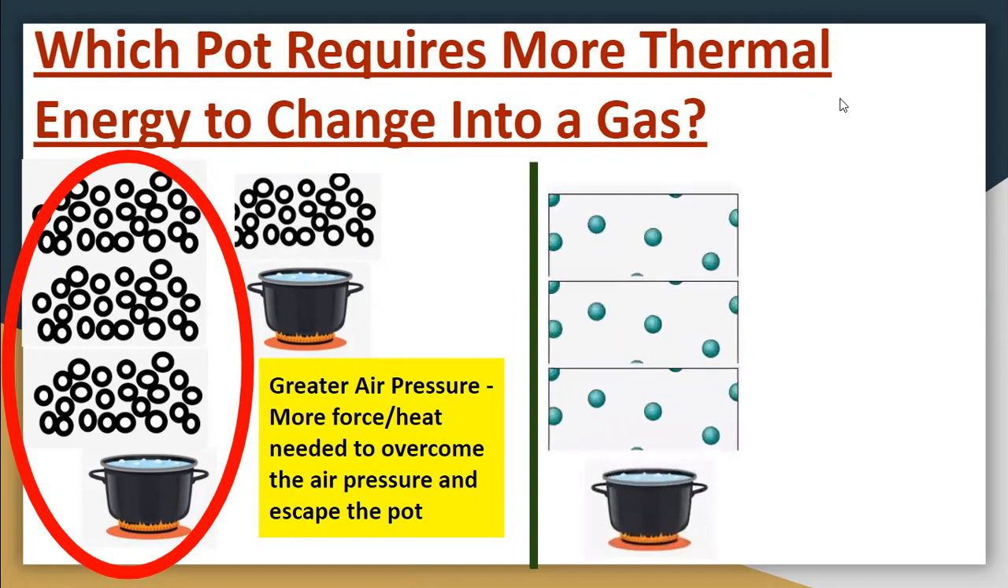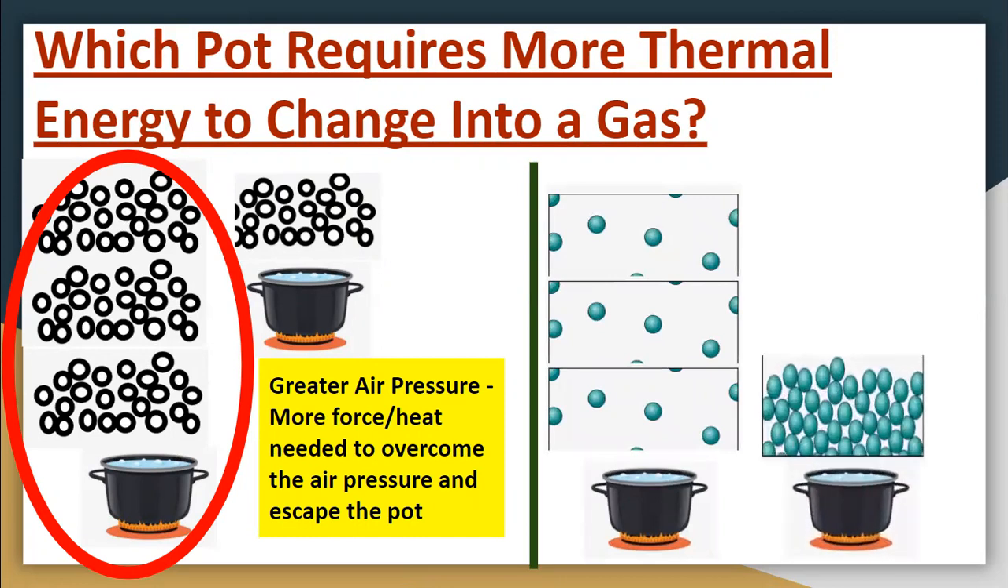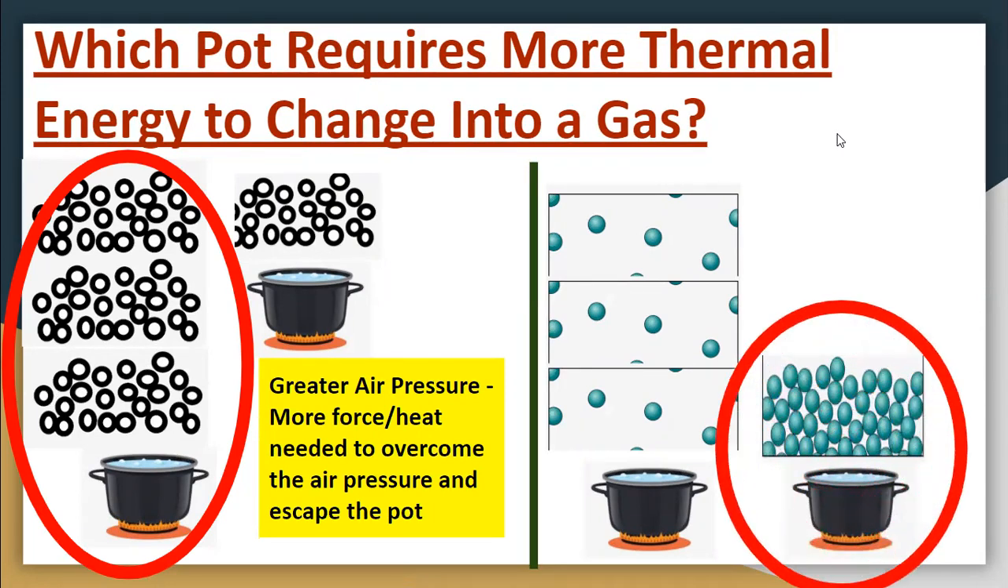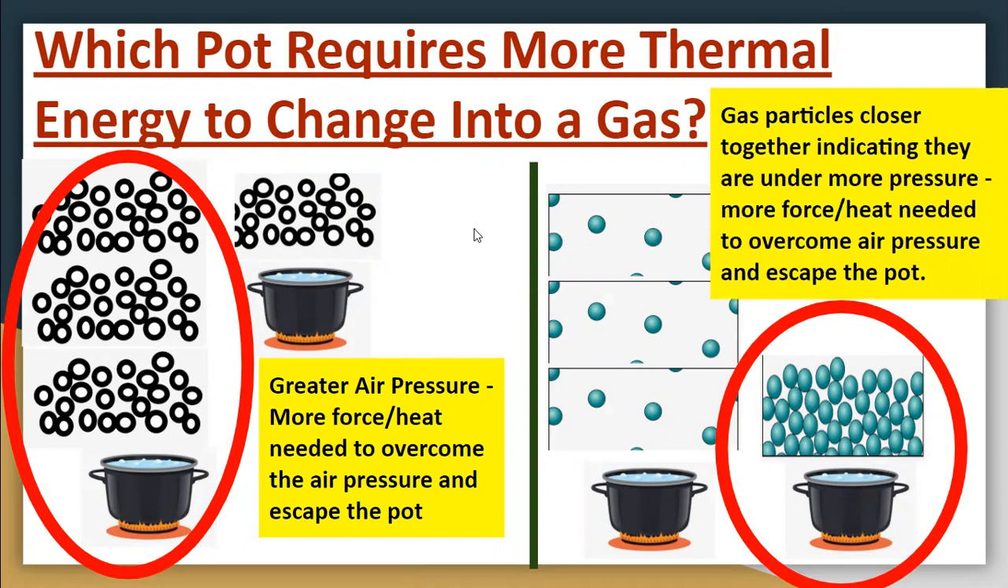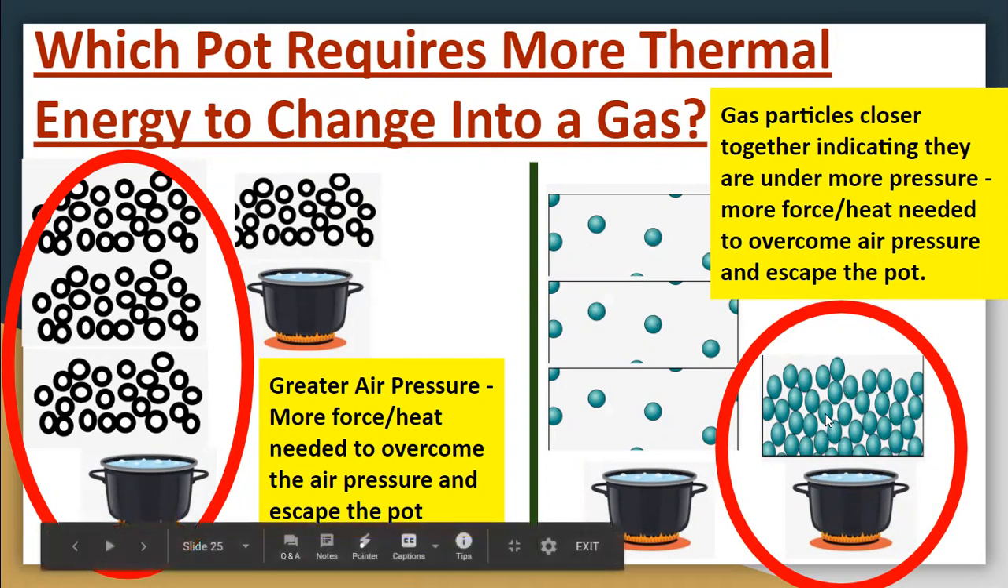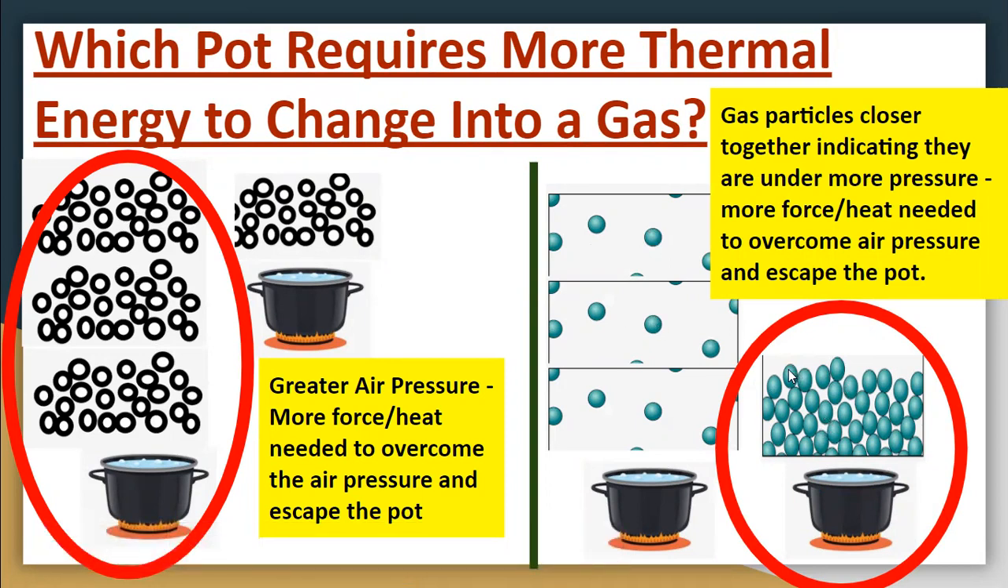Okay, let's look at this pot versus this pot. Which pot is going to require more thermal energy to change into a gas? I hope you said the one with the molecules closer together, right? They're putting more pressure on the pot. Doesn't matter about the altitude in this case. This is a density question, right? So it would be the one with more molecules concentrated in a small area. Gas particles closer together indicate they are under more pressure, more force needed to overcome air pressure and escape the pot. So this second example is not an example of altitude. This is an example of space.